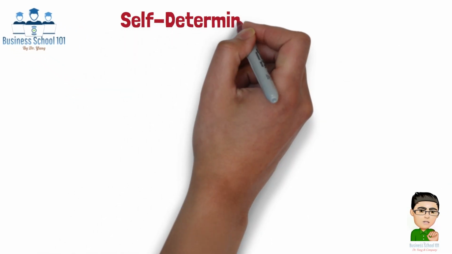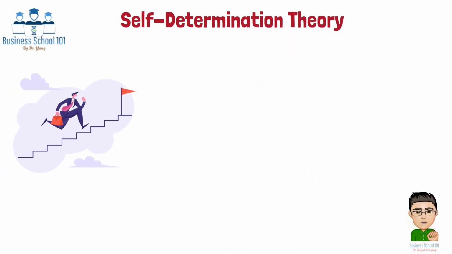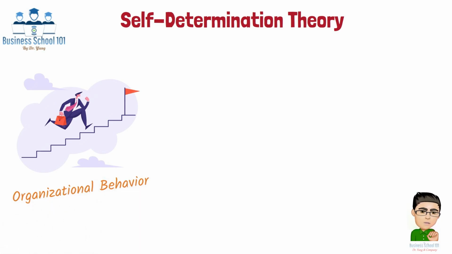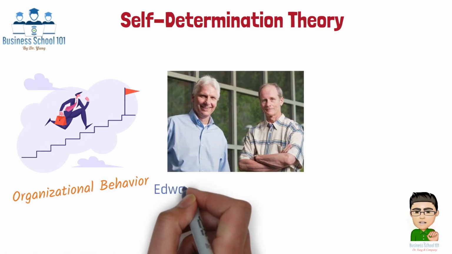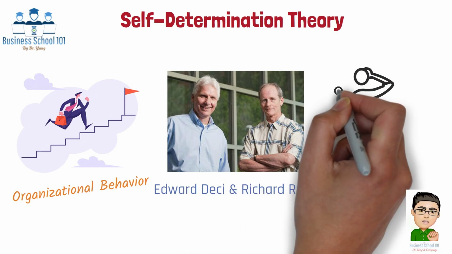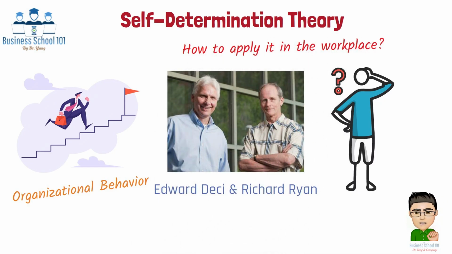The self-determination theory is a psychological theory that has been widely applied in areas related to motivation, employee engagement, and organizational behavior. It is developed by American psychologists Edward Deci and Richard Ryan in the 1980s. So what does the theory specifically entail? How to apply it in the workplace? In this video, I will discuss these questions with you.